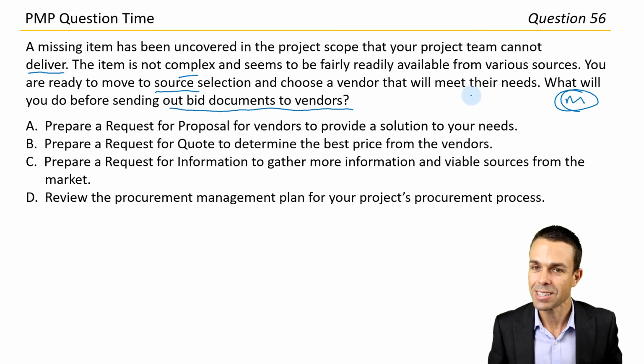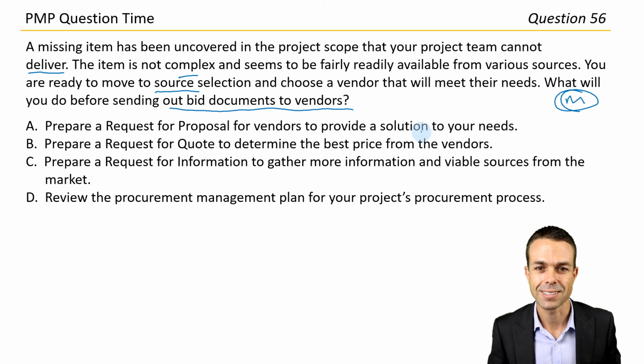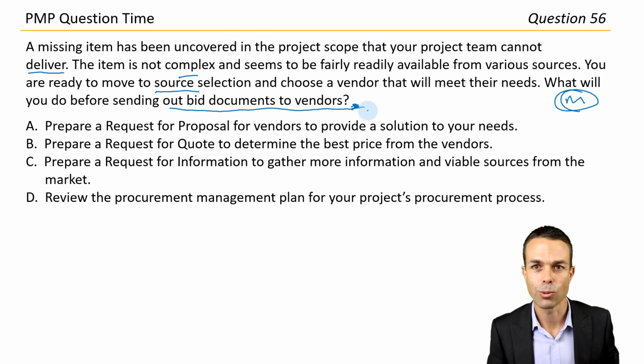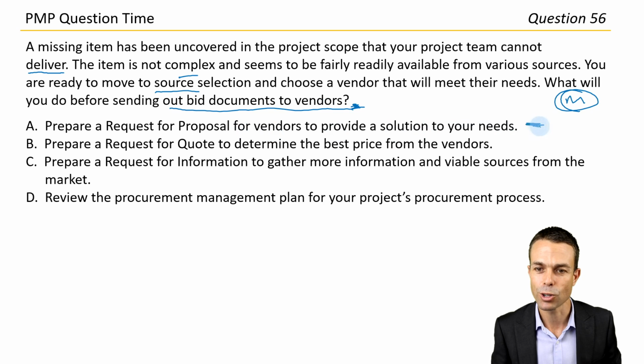Oh, did we get any tips from the last question? What will we do before sending out bid documents? I think we would have already passed that stage maybe in the last question. Let's have a look at what we've got. Prepare a request for proposal for vendors to provide a solution to your needs. That is the bid document, I think, wasn't it? So that was part of the bid documents that we send. So let's put a no for that one.